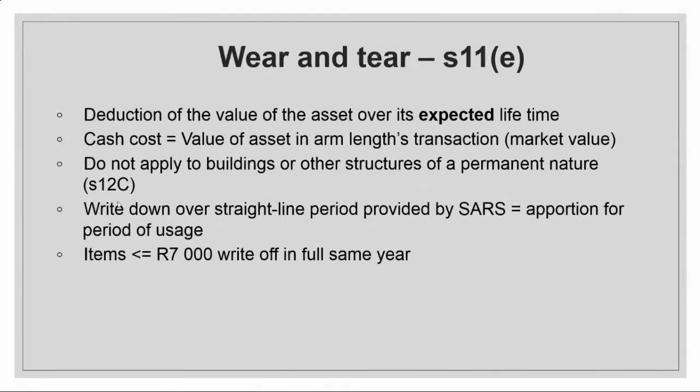And this one specifically, section 12C, we do not apportion at all. You get the full deduction irrespective of when it was brought into your books. With wear and tear allowance, section 11E, we have to apportion it similar to depreciation for the period that we've actually used it for. If an amount is less than 7,000, we are allowed to write off the full amount in that same year. So that is an additional exception to the general rule.